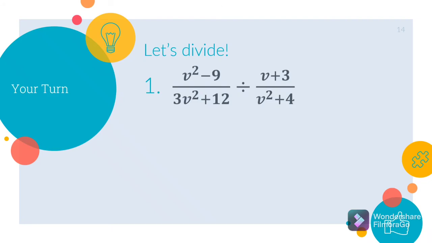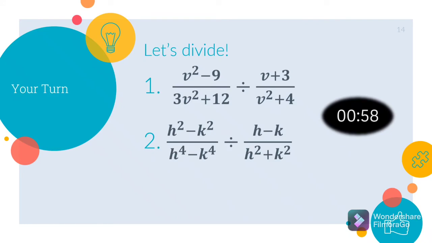Number 1 is v squared minus 9 over 3v squared plus 12 divided by v plus 3 over v squared plus 4. Number 2, we have h squared minus k squared over h to the 4th power minus k to the 4th power divided by h minus k over h squared plus k squared. So you have a minute to solve these two examples.